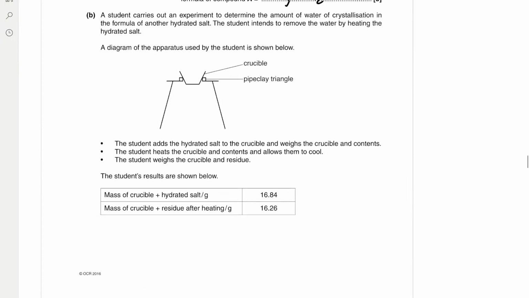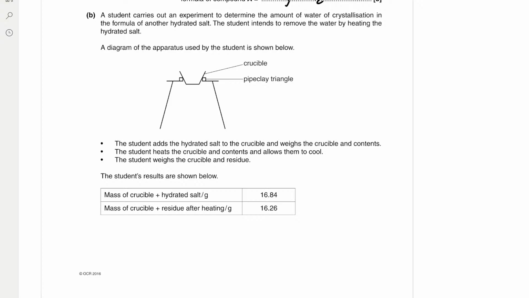Part B. A student carries out the experiment to determine the amount of waters of crystallization in the formula of another hydrated salt. The student intends to remove the water by heating the hydrated salt. A diagram of the apparatus used by the student is shown below. So they're using a crucible and a pipe clay triangle to heat the hydrated salt, removing the waters of crystallization.